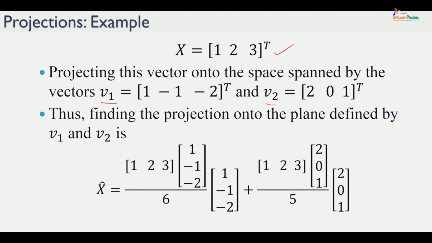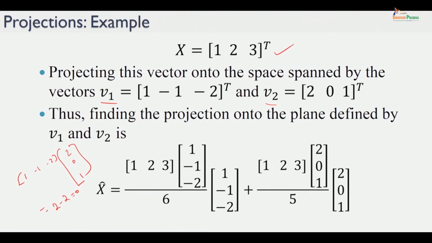Let us first find out whether these 2 vectors are orthogonal. So, to do that, we have to do nu 1 transpose nu 2. So, I am going to do 1 minus 1 minus 2 times 2 0 1. So, this will be 1 times 2, minus 1 times 0, minus 2 times 1. So, 2 minus 2 is 0. So, we know that these 2 vectors are orthogonal. So, we can use a formula that we had before.